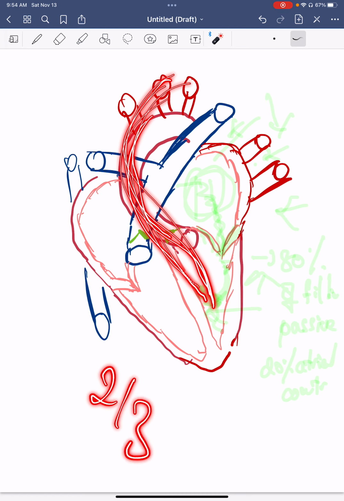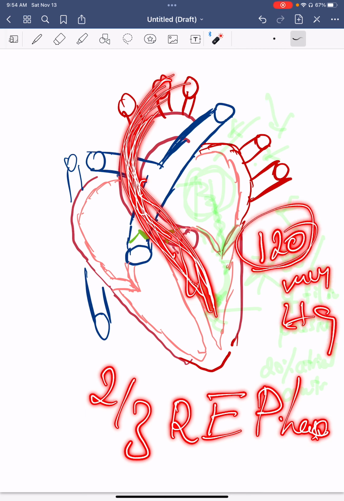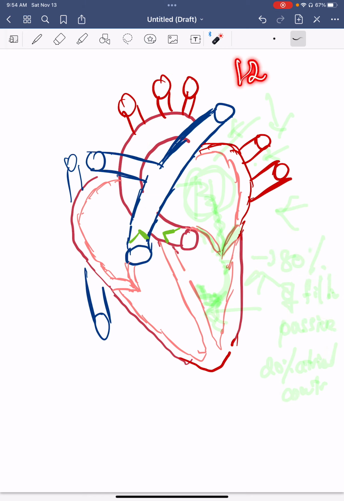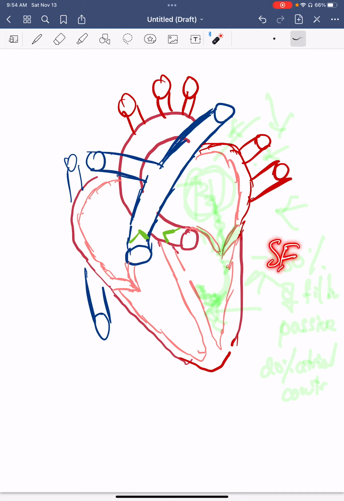Two-thirds of the blood goes out in the rapid ejection phase. While this happens, the pressure in the ventricle goes to 120 mmHg, which also radiates into the aorta. That's why we measure our systolic BP as 120 mmHg. Now two-thirds of the blood is flushed out rapidly. The balance, one-third of the blood, goes out slowly. This is called the slow ejection phase.